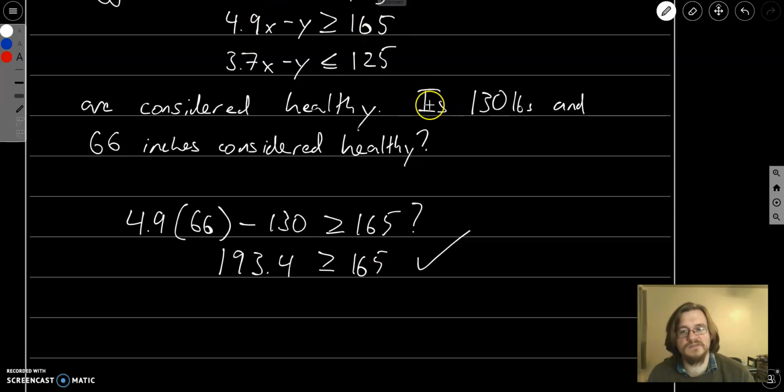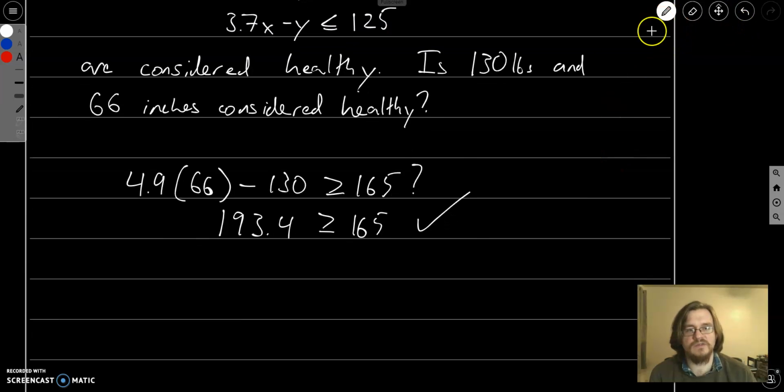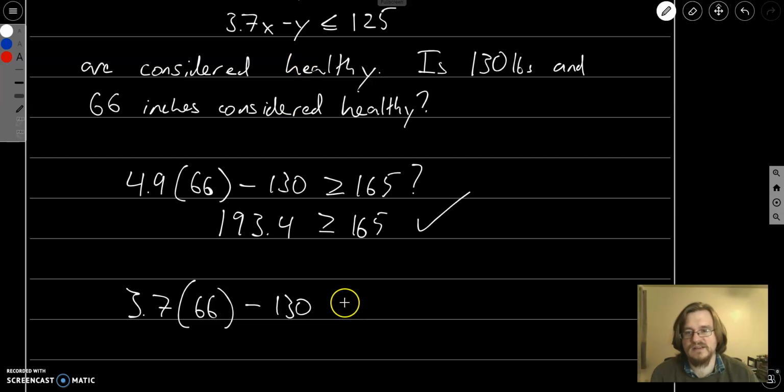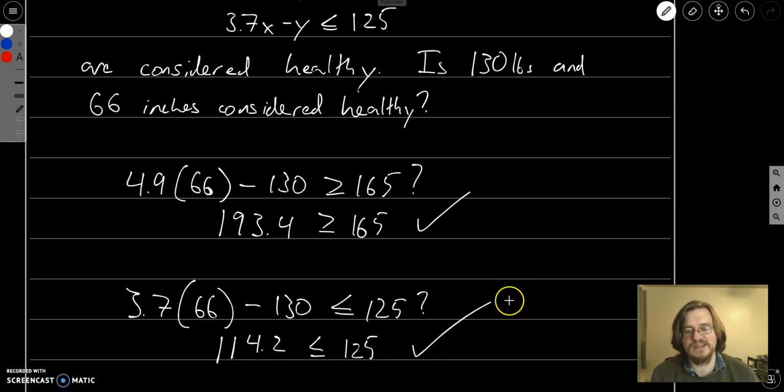So the first inequality is satisfied when y is 130 pounds and x is 66 inches. Let's test the next one. So we've got 3.7 times the height minus the weight, and this should be less than 125. And again, 3.7 times 66 minus 130, this is something you plug into a calculator, and this is 114.2. So the question is, is that true? Well, 114.2 is certainly less than 125, so yes, that's satisfied.